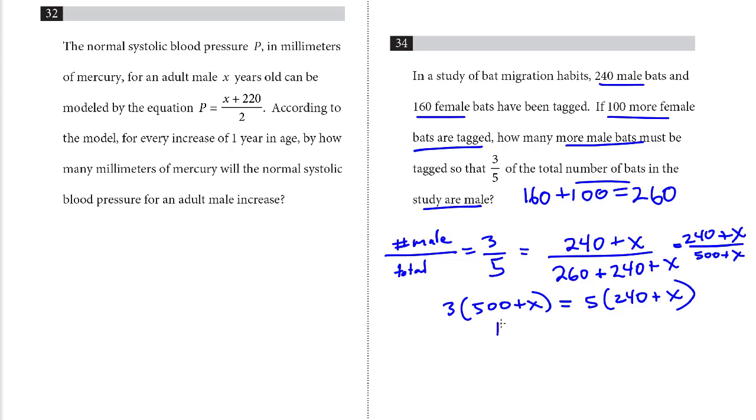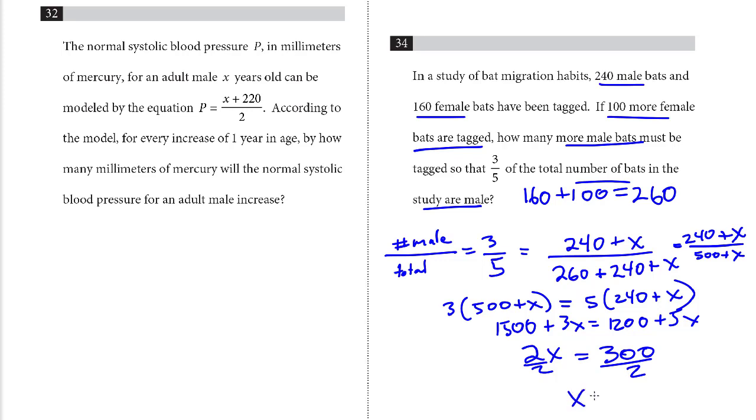3 times 500 is 1500 plus 3x. 5 times 240 is 1200 plus 5x. Subtract 3x from both sides. I'll get 5x minus 3x, or 2x. And then I'll subtract 1200 from both sides. That equals 1500 minus 1200, or 300. Divide through by 2. And what do we get?